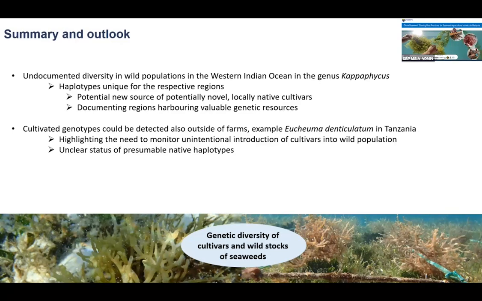On the other hand, we had the case that cultivated genotypes could be detected outside in naturalized populations, as the example of Eucheuma denticulatum showed in Tanzania. This highlights the need of monitoring unintentional introduction of cultivars into wild population. Also, there's an unclear status of the presumable native haplotypes. With this, I would like to thank you.